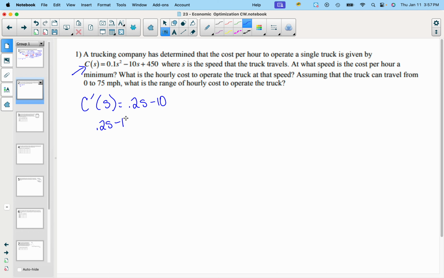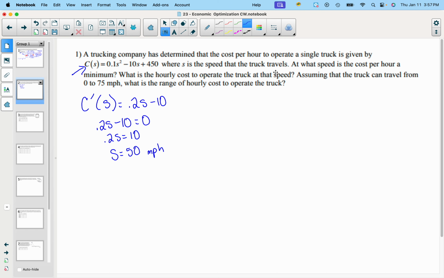Again, this one is pretty straightforward, especially after the last one. So we get, dividing by 2/10 here, we get 50. And that would be the speed that the truck travels. I'm assuming miles per hour. I don't see anything. Yeah, miles per hour. Okay, so that would be the speed.